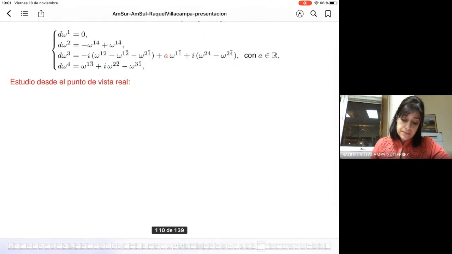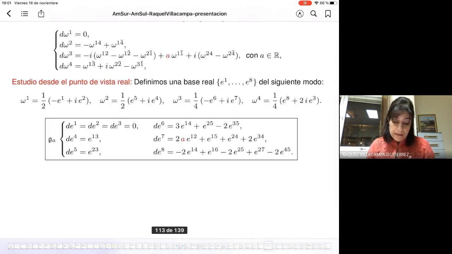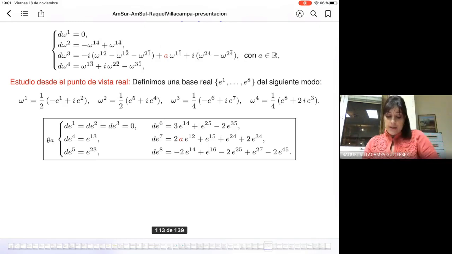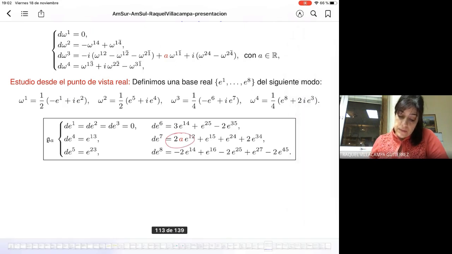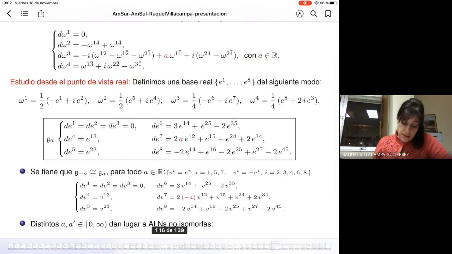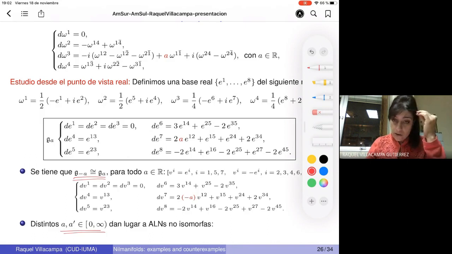So okay, we define a real basis in this way. So we obtain structure equations for a real nilpotent Lie algebra depending on this parameter A. Here we can prove that we can take this parameter A to be positive, because otherwise there exists an isomorphism between algebras. And if we choose two different positive numbers, then the real nilpotent Lie algebras are not isomorphic.